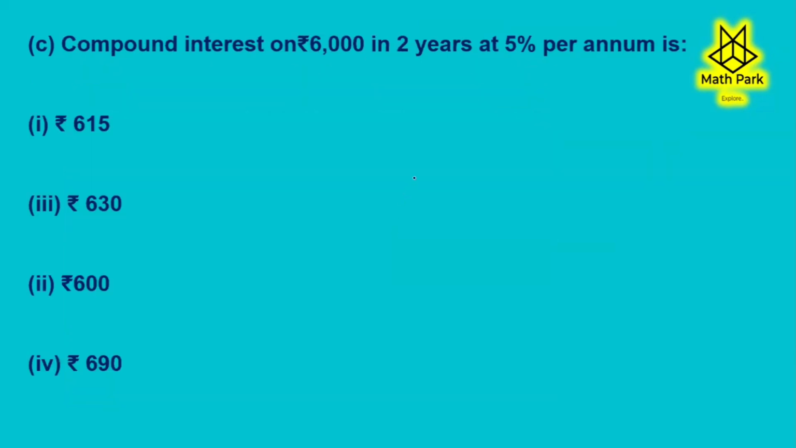Question number 3. Compound interest on rupees 6,000 in 2 years at 5% per annum is. So to find the compound interest, we know that compound interest is equal to A minus P. So amount is given by P in bracket 1 plus R upon 100 to the power N and minus principal. Let us put the value. If I take P common, I'm getting 1 plus R upon 100 raised to N minus 1.